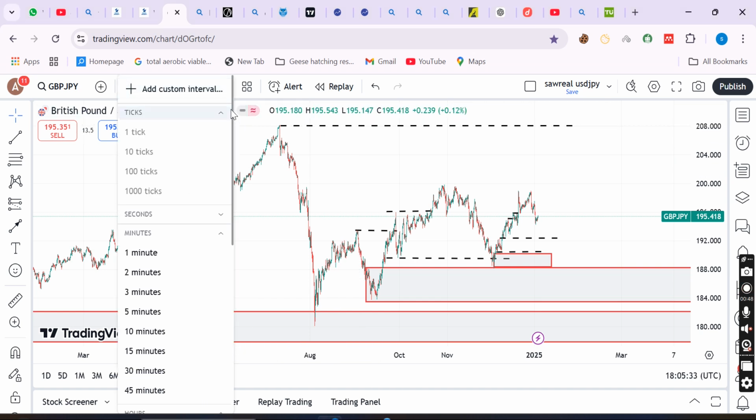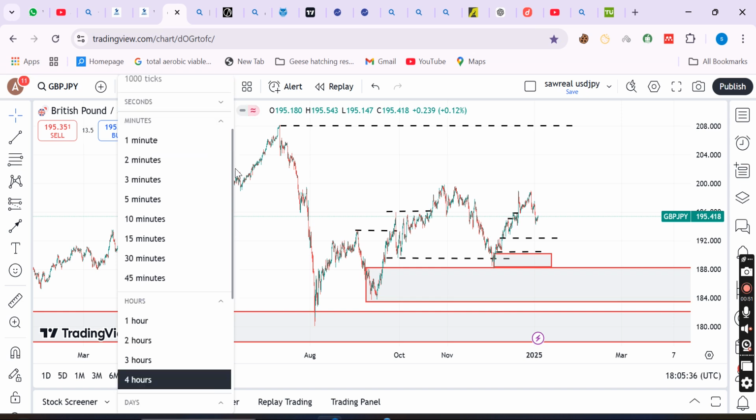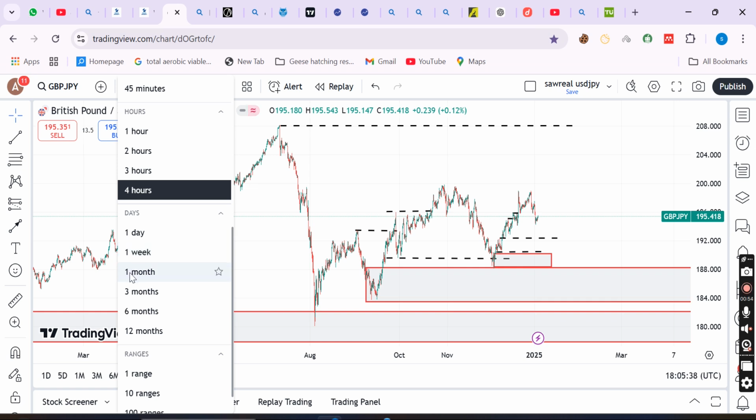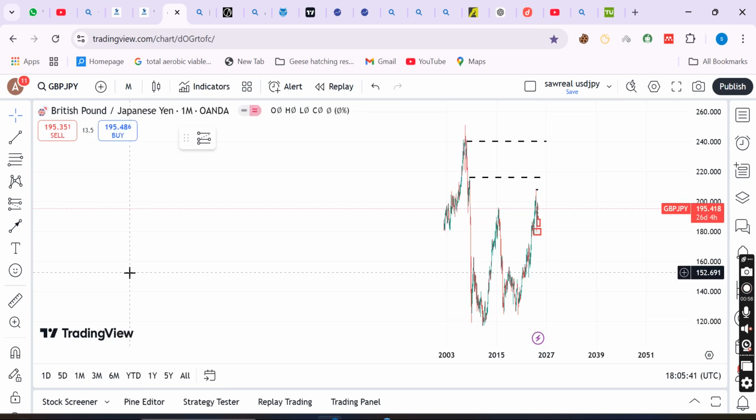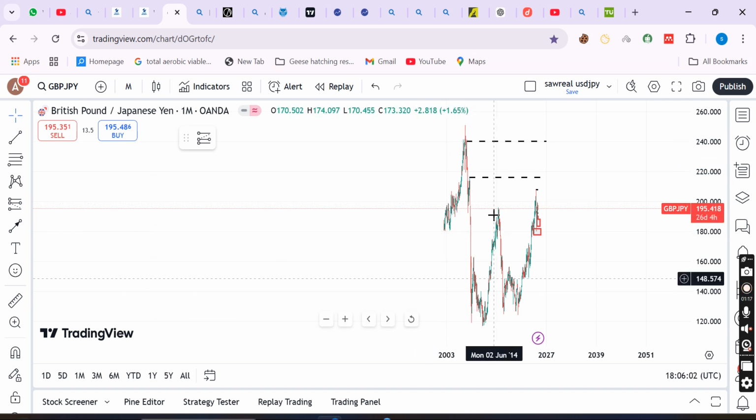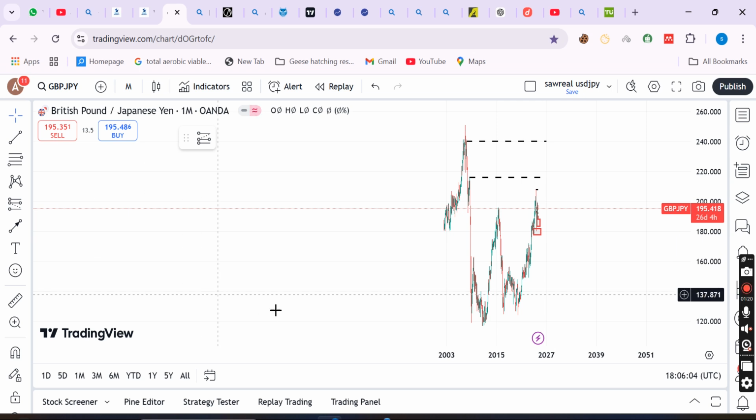So basically, before I do any analysis, I just want to go on a higher time frame, like the monthly or the weekly, to have a direction of what the market is doing. So on a monthly time frame, this is GBPJPY, GJ, from the year 2003 to present, right? Looks very small, right? But basically, what can we say about this market?